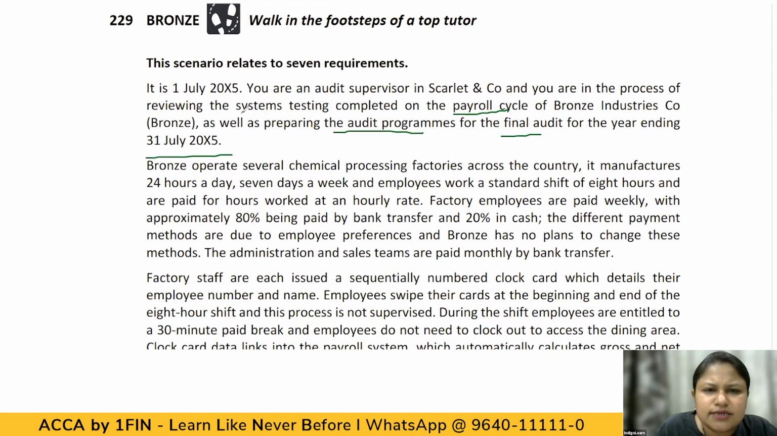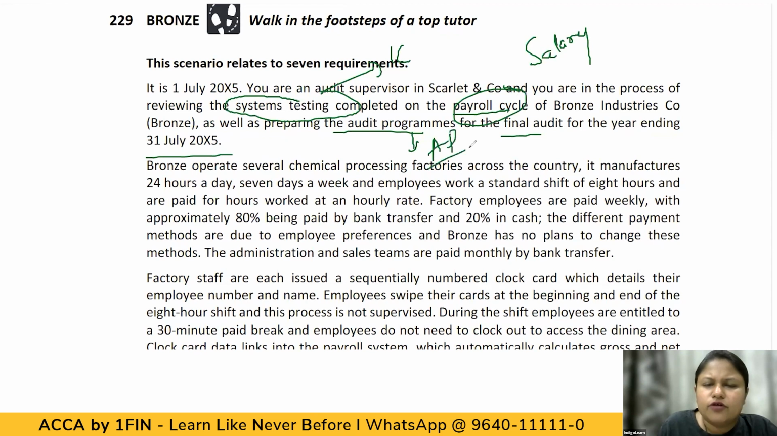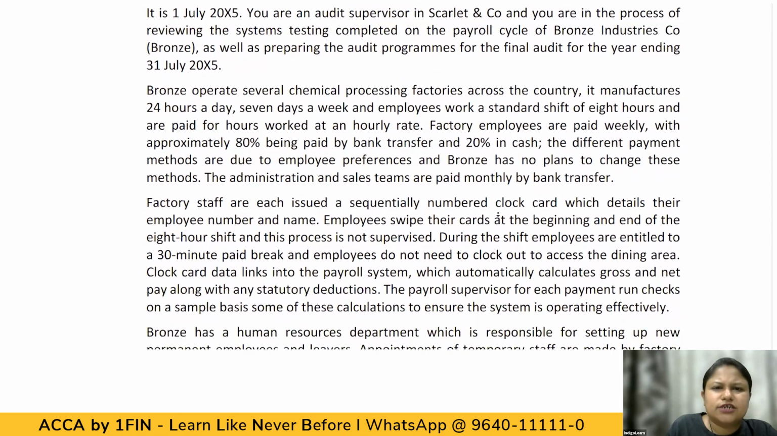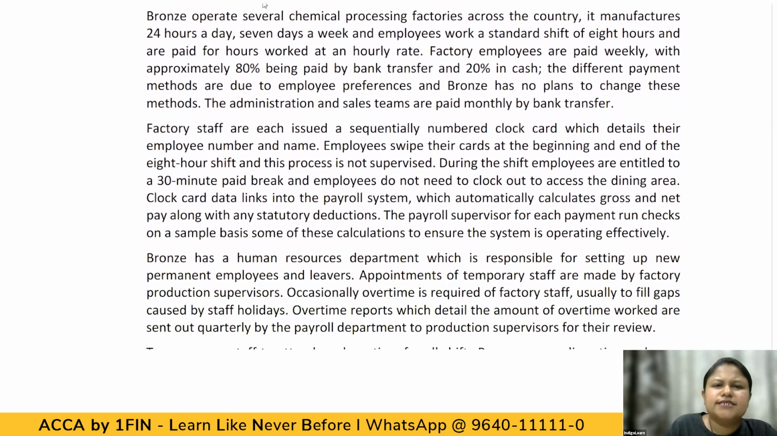So you are reviewing the system checking. Internal control you are checking on payroll, salary, and also you're designing the audit program for the final audit. Okay. Now, let us understand the structure of Bronze Company. Bronze operates several chemical processing factories across the country. It manufactures 24 hours a day, 7 days a week, and the employees work at a standard shift of 8 hours and are paid per hour worked at an hourly rate. Okay. So that's the structure of Bronze Company.